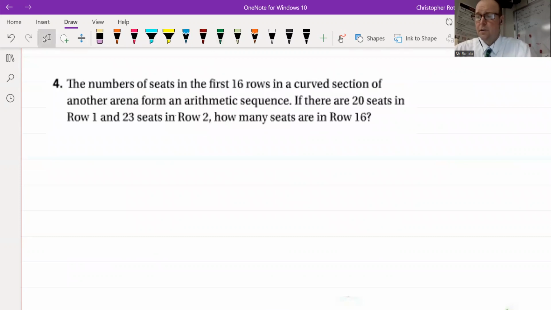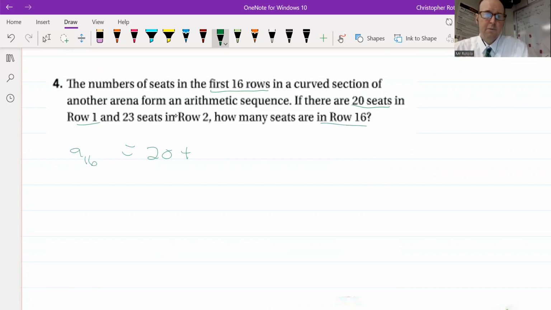Application, if you're going to get into architecture and things like that, we have to make sure we have enough space for the number of people that want to be in something like an auditorium, anything like that, especially in this one's curved section. So the first 16 rows, oh boy, first 16 rows, arithmetic sequence, there are 20 seats in row 1. All right, so here's what I know so far. 20 is going to be plus some number. How many seats are in row 16? So I'm trying to find a sub 16.